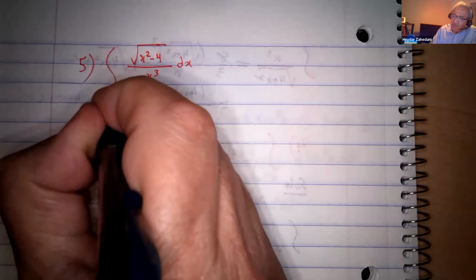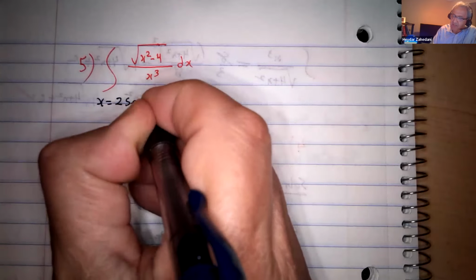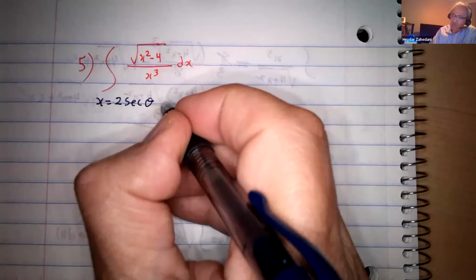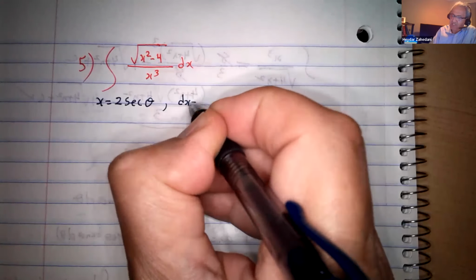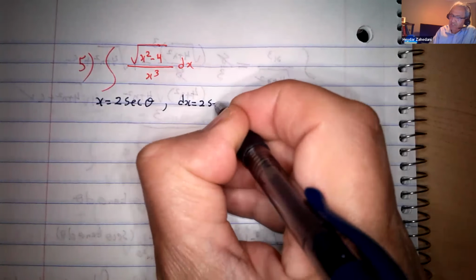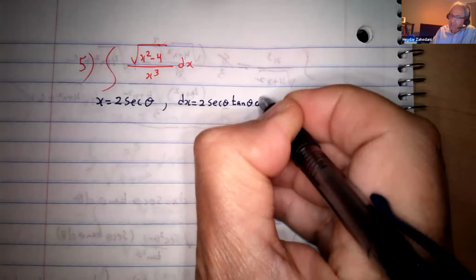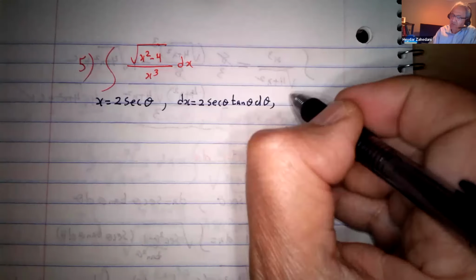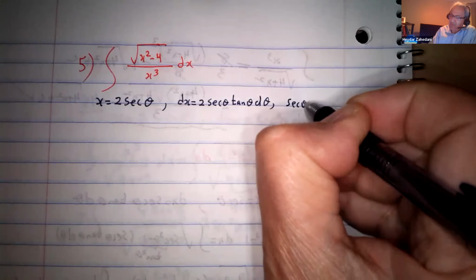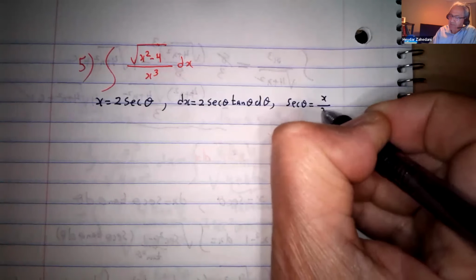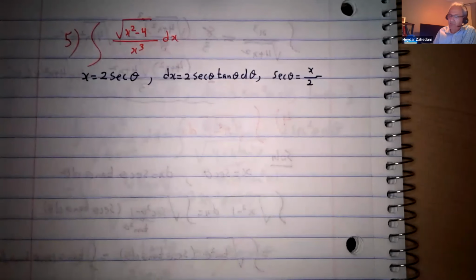So you need secant because you end up with secant squared minus 1, which is tangent squared. So your substitution is going to be x equal to 2 secant theta. Just make sure to get your dx. So your dx would be 2 derivative of a secant, secant theta tangent theta, d theta. And for the record, secant of theta is x/2. This is going to be for the end of the problem.